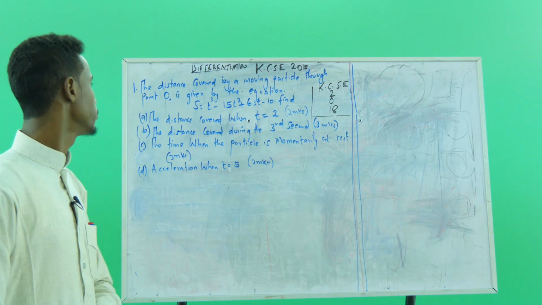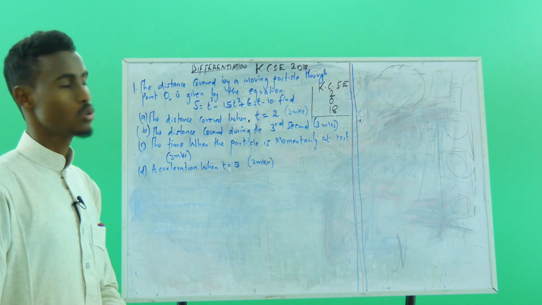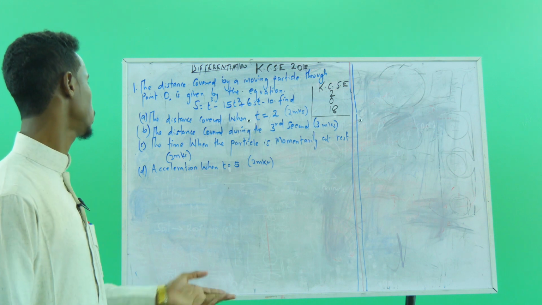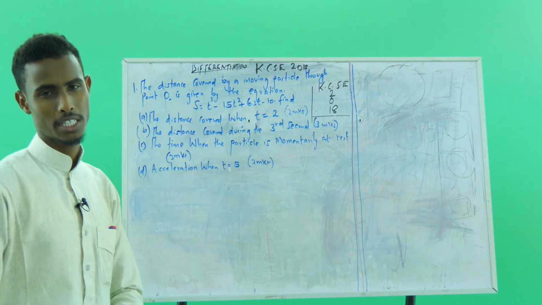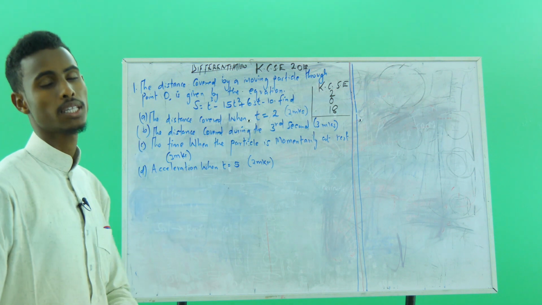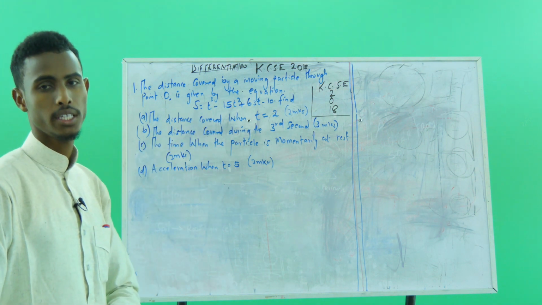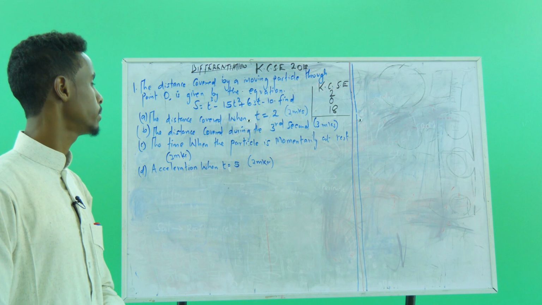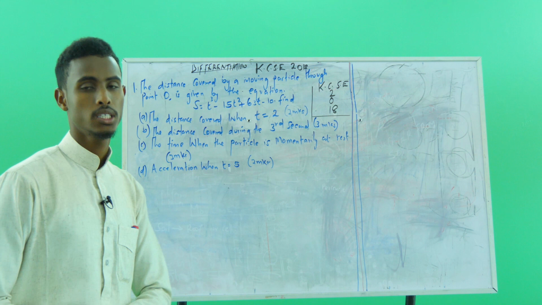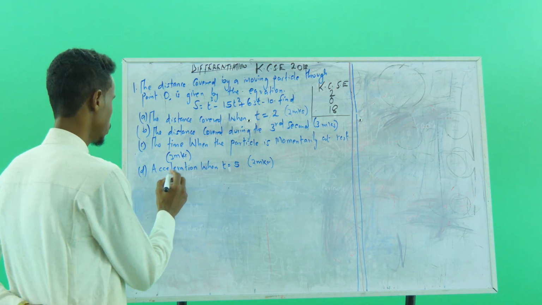The distance covered by a moving particle through point O is given by the equation. Now we are given the equation that S means displacement, and displacement and distance are equal except that displacement has a direction. S equals t cubed minus 15 t squared plus 63 t minus 10. Question A: find the distance covered when t is equal to 2. It's very simple. You use the equation. Solution.